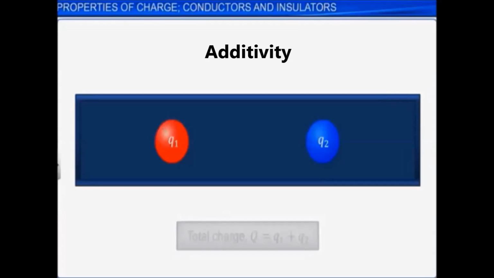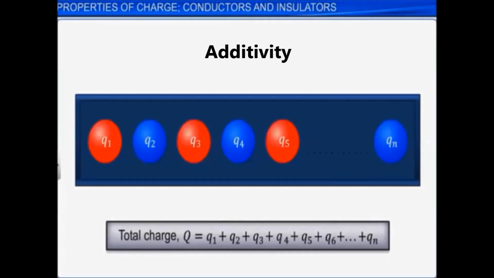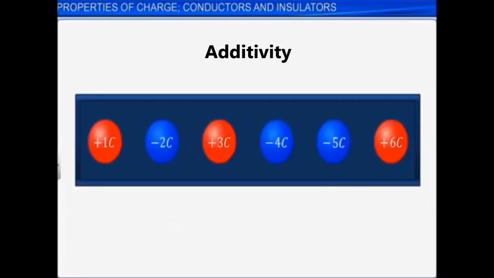Similarly, if a body carries n number of charges Q1, Q2 and so on up to Qn, then the total charge on the body Q is equal to Q1 plus Q2 plus Q3 up to Qn. While adding the charges, proper signs should be used: a positive sign for positive charges and a negative sign for negative charges.